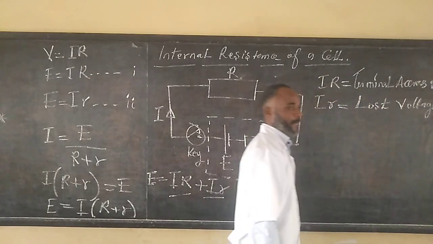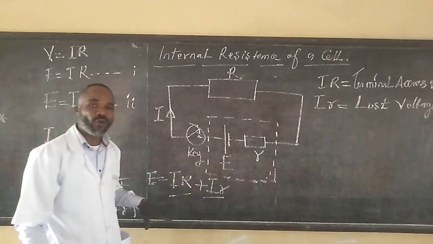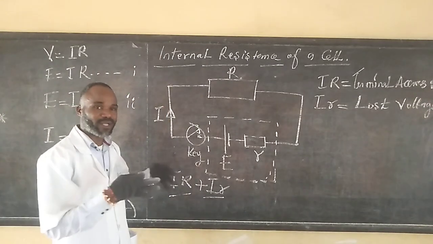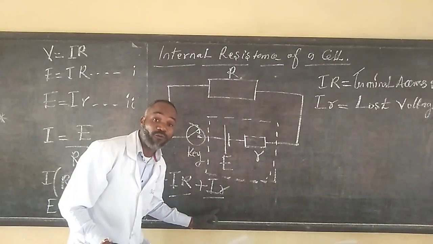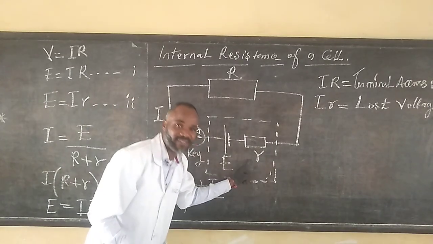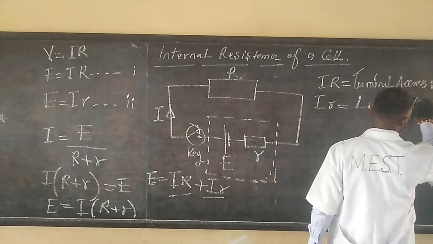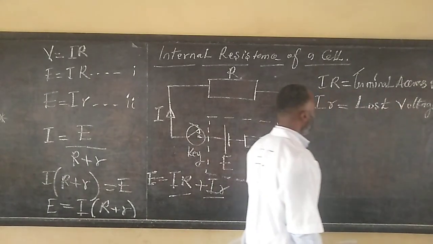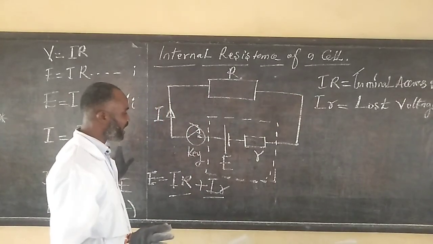Now with this, we know that what minimizes, what impacts the amount of current flowing in the circuit, is the lost voltage across the internal resistance. That's what it means. This lost voltage. So with this, we can calculate anything.